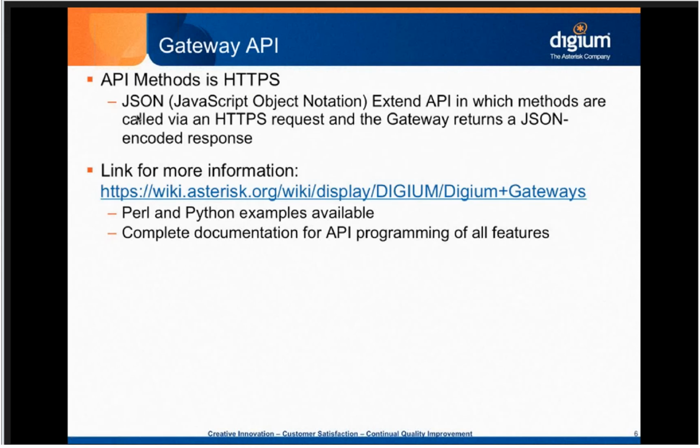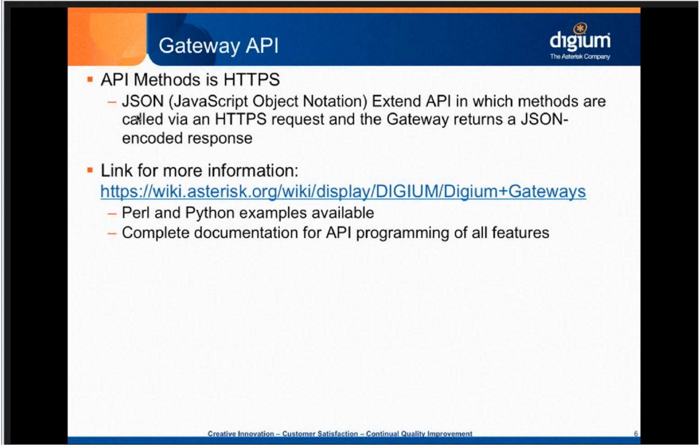The API uses HTTPS and JSON, which is JavaScript Object Notation. And I'll try not to get too technical here. JSON is a pretty industry standard way to do APIs. A lot of developers are also already very familiar with it.